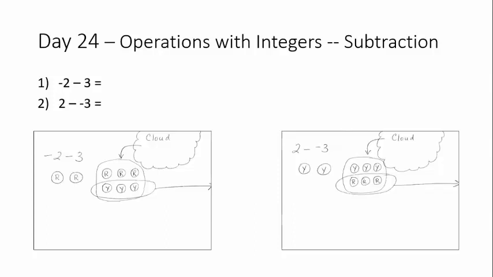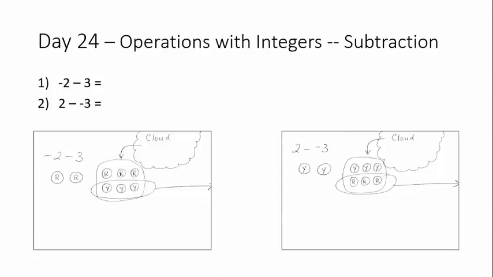In the diagram on the right, you'll see 2 minus -3. The minuend is 2. I begin with 2 yellow counters. I need to take away 3 red counters since I'm taking away a negative number. I need to bring down some 0 pairs from the cloud. I bring down 3 0 pairs so that I have enough red counters to take away.